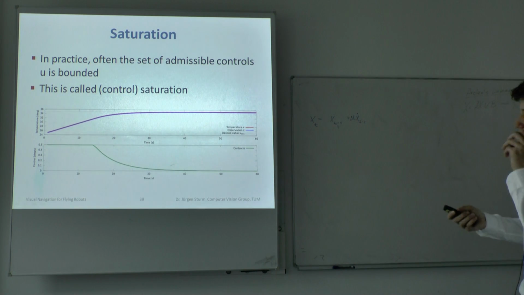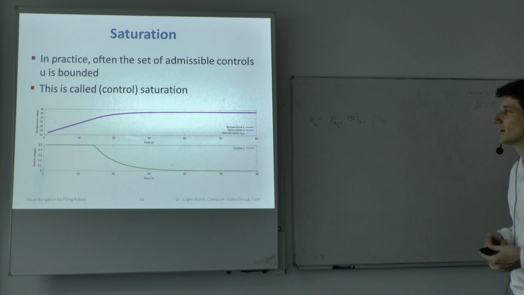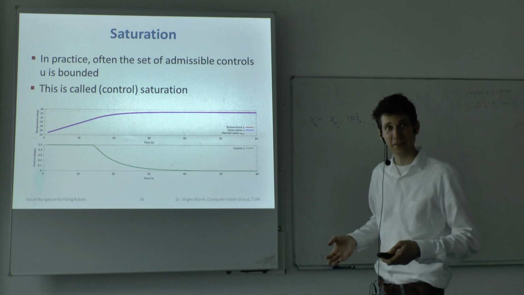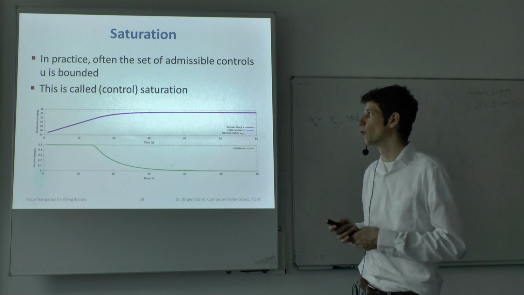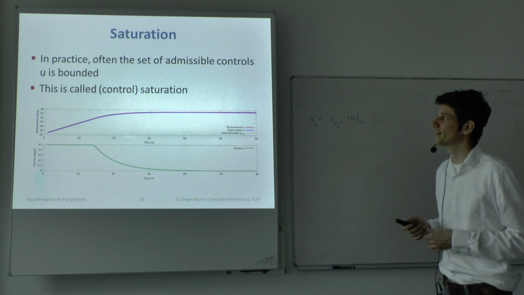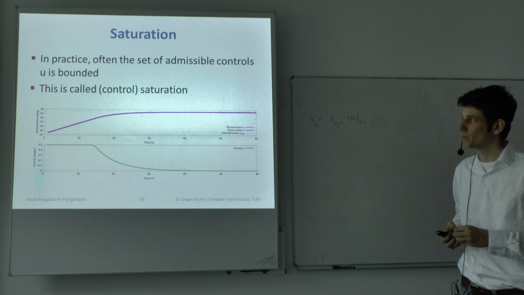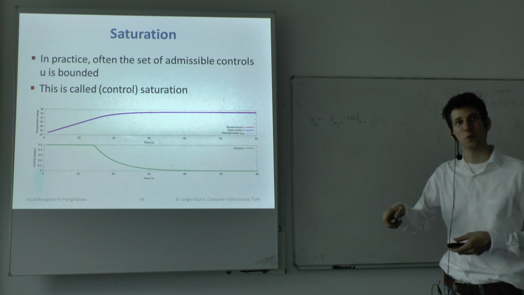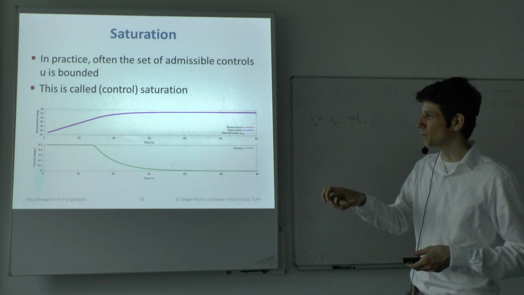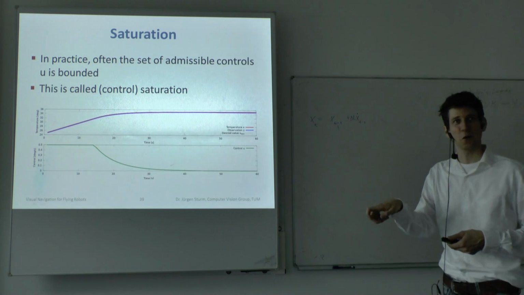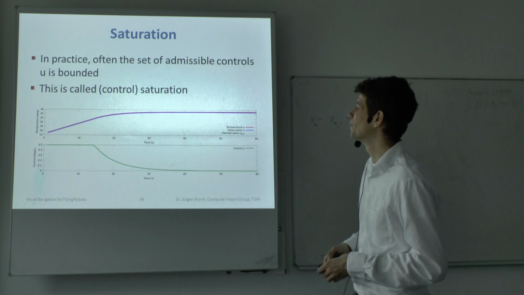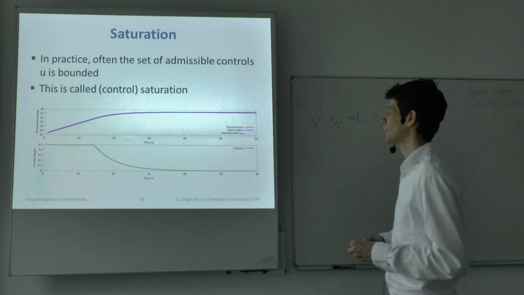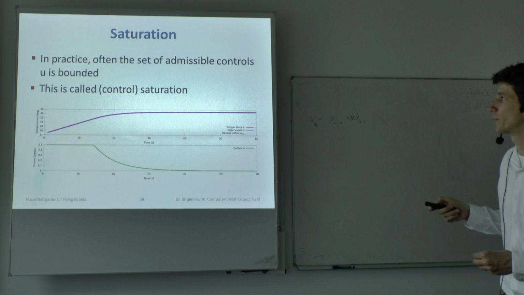Good. And in practice, it's not only that the system by itself is bounded or can get saturated, but also the controls can get saturated. For example, especially when you have a tap that you have to rotate, there is only a certain maximum speed that you can achieve, right? Making it, opening it or closing it. And this is then called control saturation.